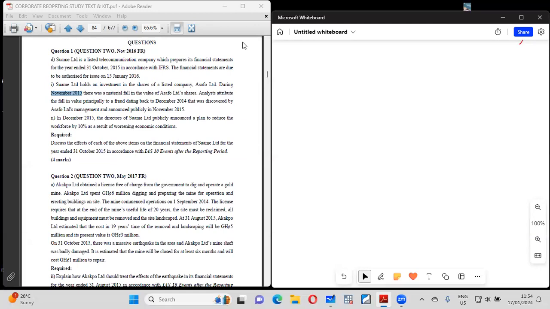So how do we go about this? All that we have to say is that the fall in value of the shares is a non-adjusting event. Although the fraud may give evidence of something that existed at the reporting date, as far as the fall in value of the share prices is concerned, it's a non-adjusting event. So you disclose. And what do you disclose? The nature of the thing and the impact on the financial statement. That's all you say.